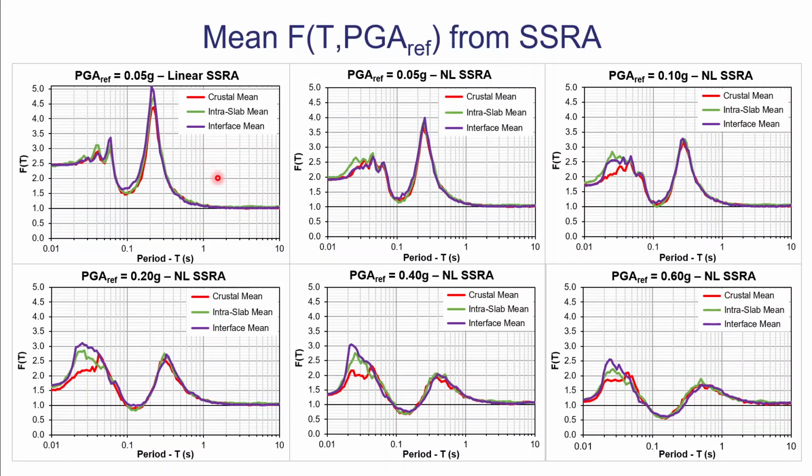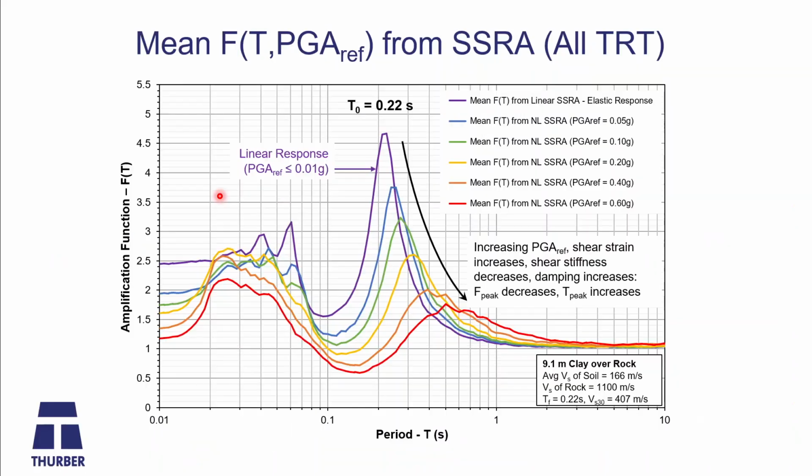What I want to point out on this slide is that if you look at the 3 tectonic source types, the amplification functions are almost identical, with the exception of that noisy short period range. And right at the very peak for an elastic response, there's a little bit of variability, but otherwise very consistent.